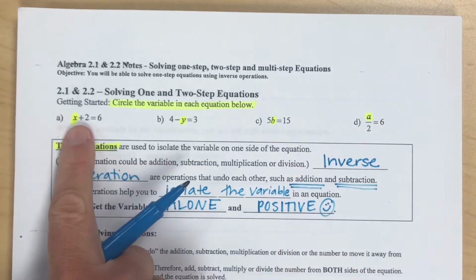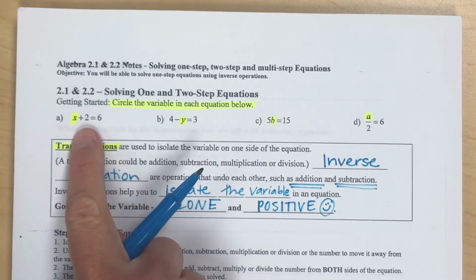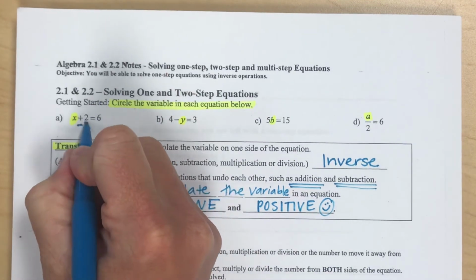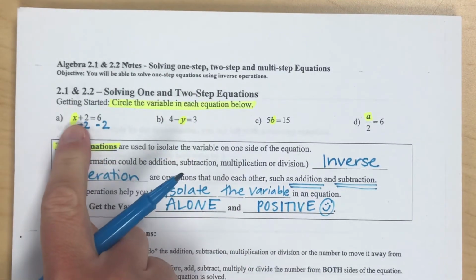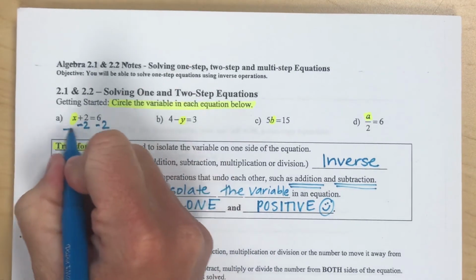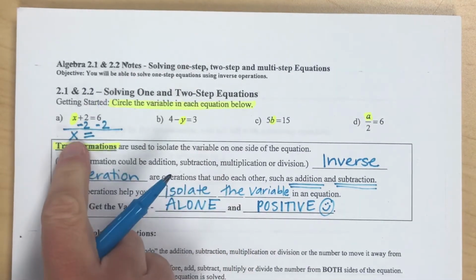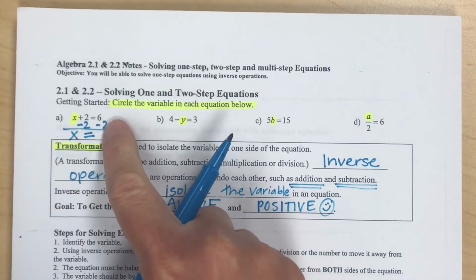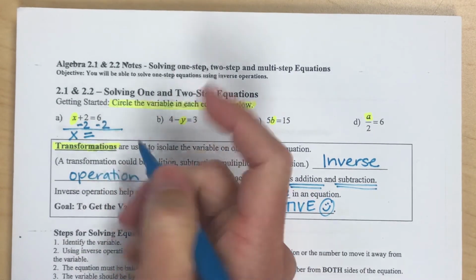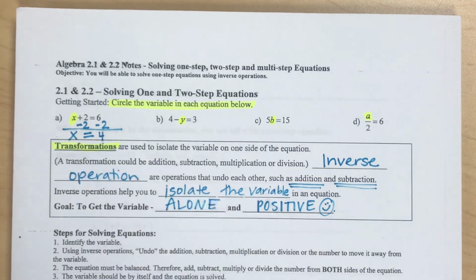So in my first example here, if addition and subtraction are inverse operations, my inverse operation here would be to undo the positive 2 by subtracting 2 on both sides. In this way, I will get my X isolated, and it will be alone and positive on the left side of the equal sign. And when I simplify here, if I invert that 2 by subtracting it, 6 minus 2 would be my answer of 4. And I'm going to give you a bunch more examples in the next videos.